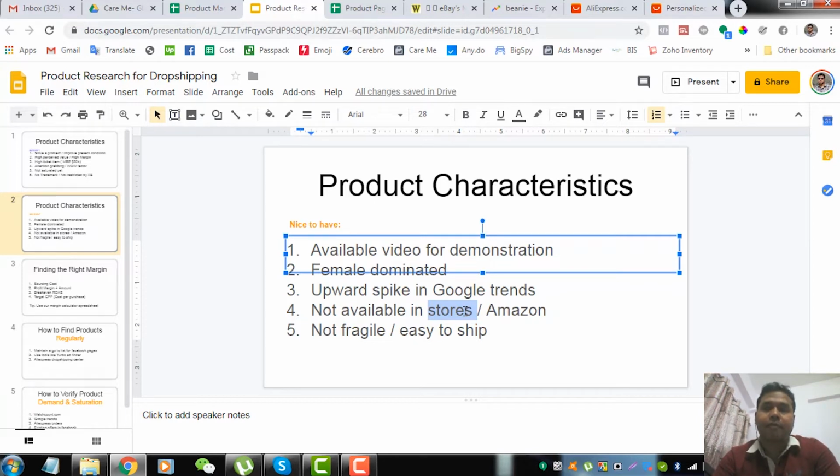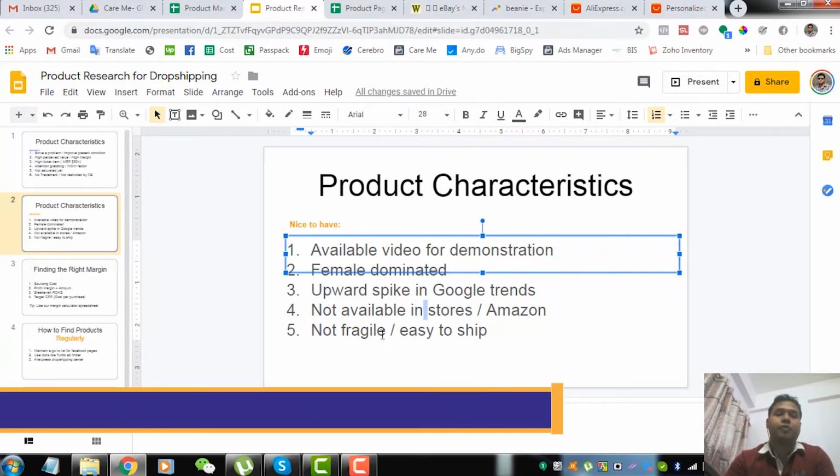Also, regarding availability in stores, when you see the product, you should ask yourself how common this product is. When somebody sees this product, they should think, oh my god, this is not something I can find elsewhere, I should definitely grab it from this website because I don't know where else I can find this product. Okay, so that's also another thing.